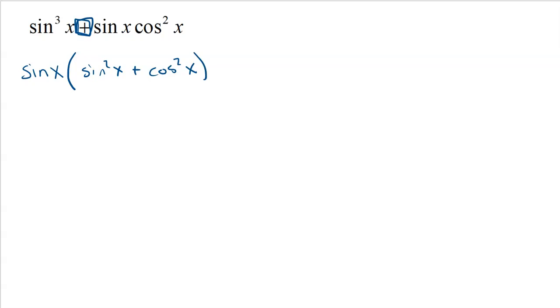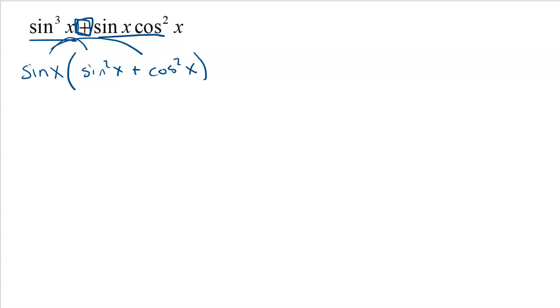If you don't believe me, just distribute. Sine times sine squared is the sine cubed. Sine times cosine squared is the sine cosine squared. So again, I'm factoring. Both terms had a sine that I can factor out. The first term is left with the sine squared. The second term, the sine is gone. So it's just cosine squared.